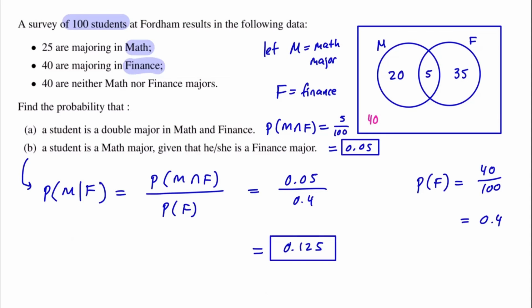So there you have it. That's the answer to both of these questions. I hope this makes sense. This is a nice way to understand Venn diagrams, probability, and conditional probability all together.